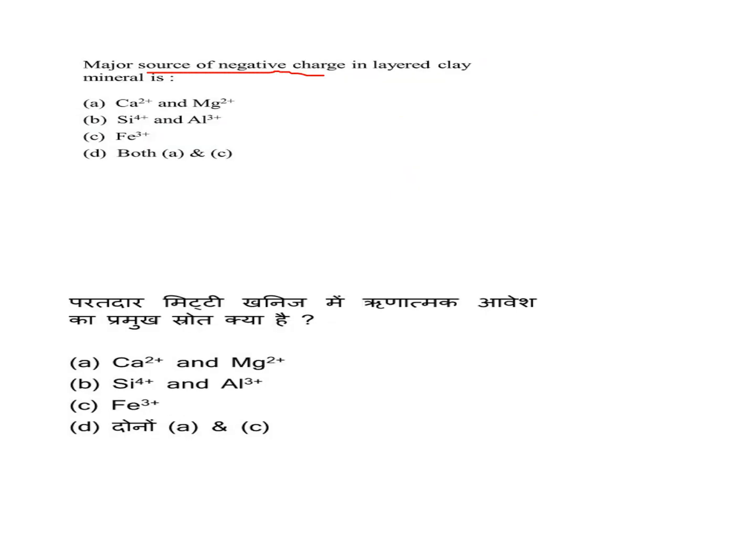Major source of negative charge in clay mineral is? The answer is silicon and aluminum. Silicon and aluminum are the major source of negative charge in clay mineral.